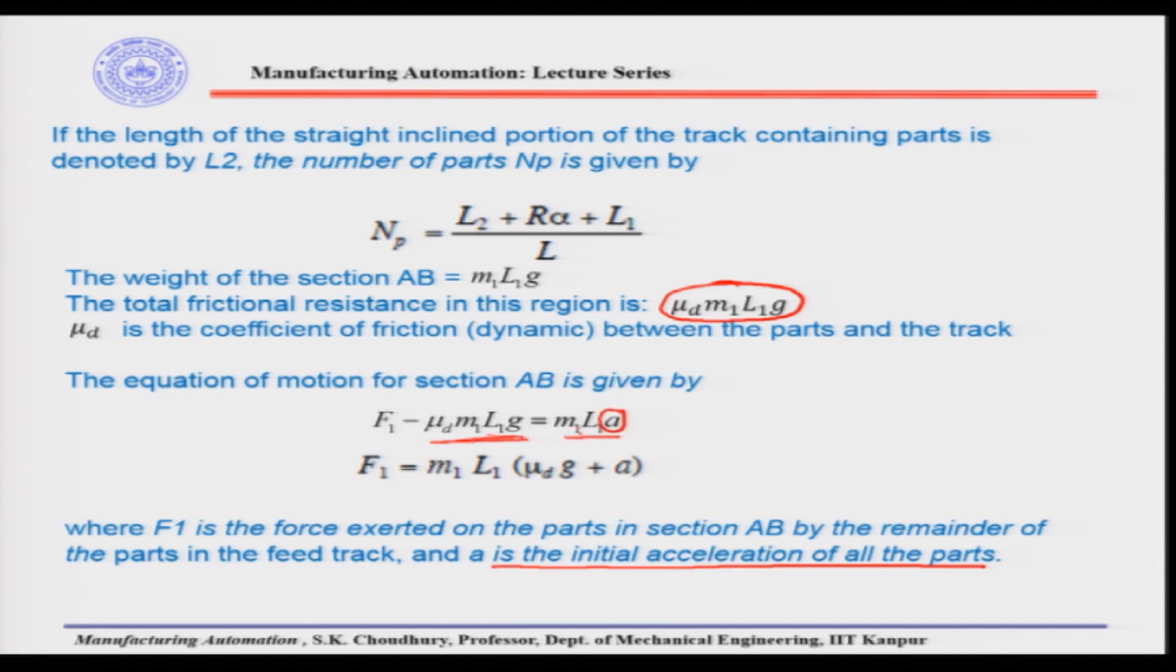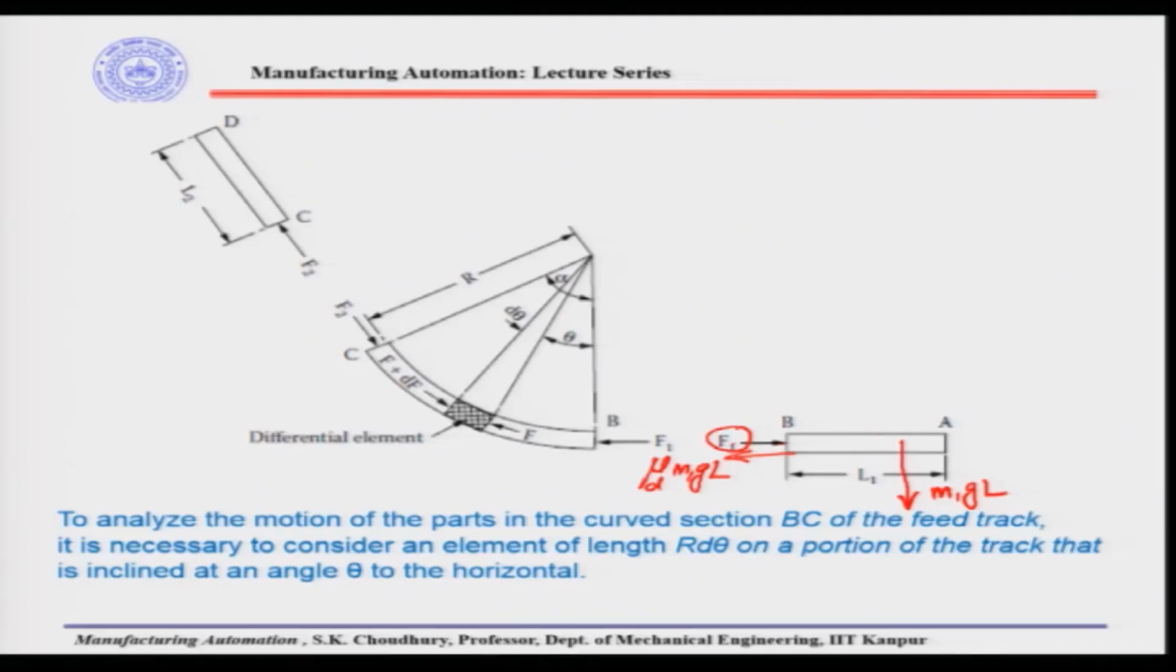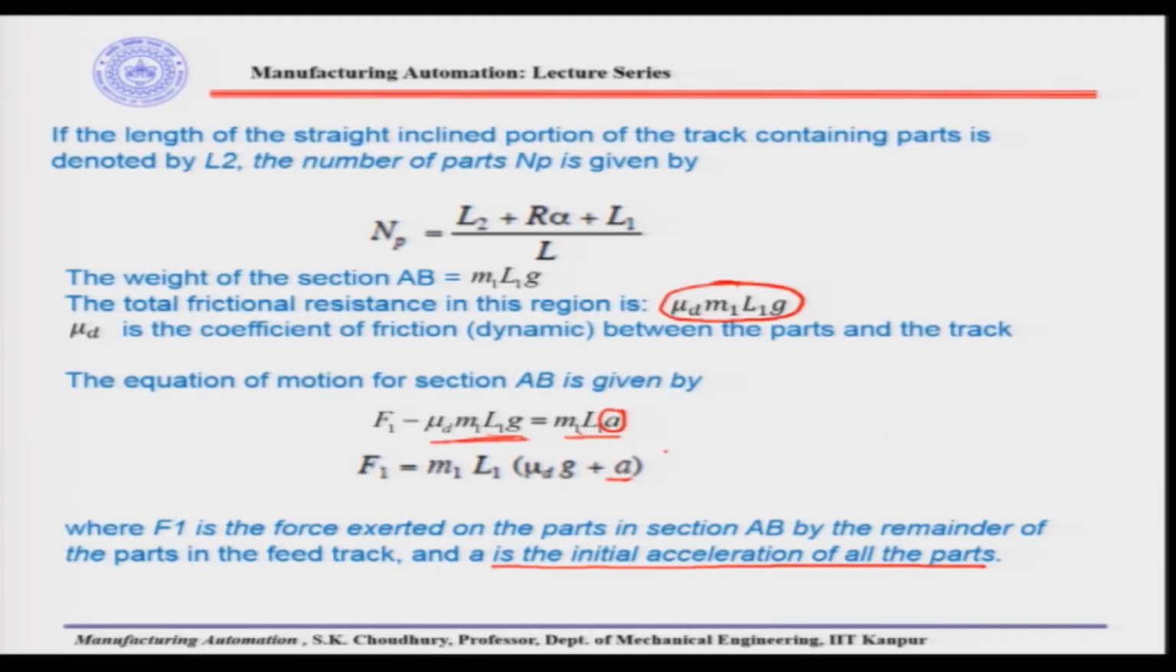So, this is the Newton's law that we are writing: F1 minus mu d M1 L1 G is equal to M1 L1 times the acceleration. Rearranging, F1 is equal to M1 L1, which is common, times mu d G plus the initial acceleration. So, what we have seen is that in the straight path we have this equation of motion that can be written.